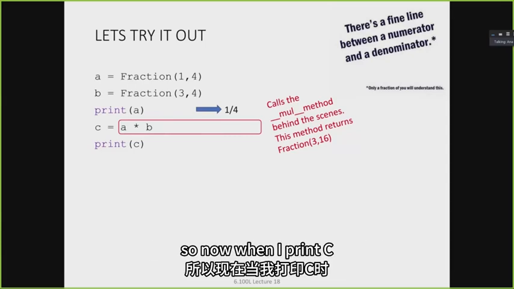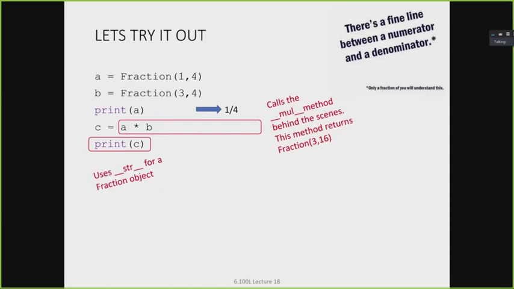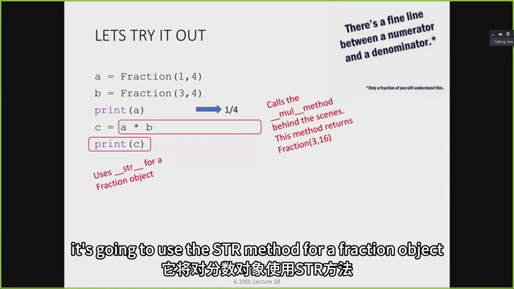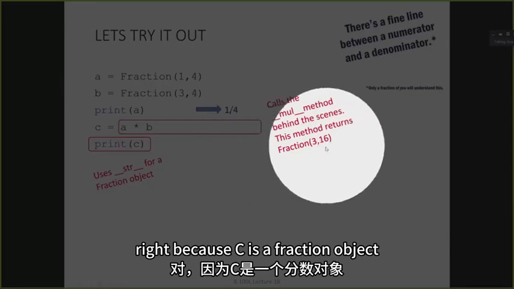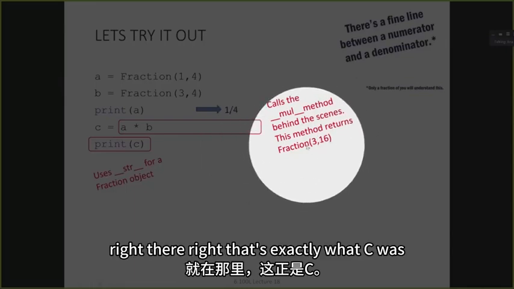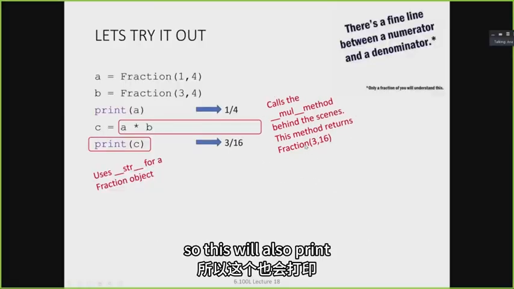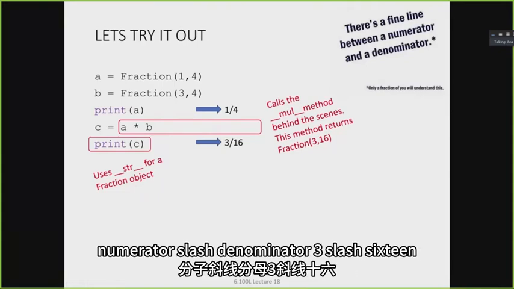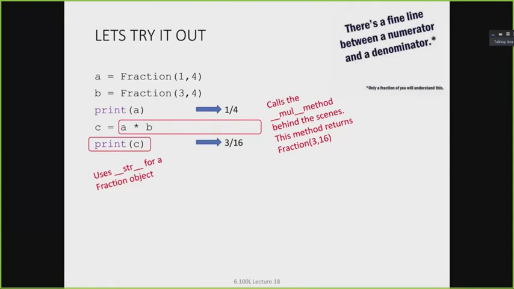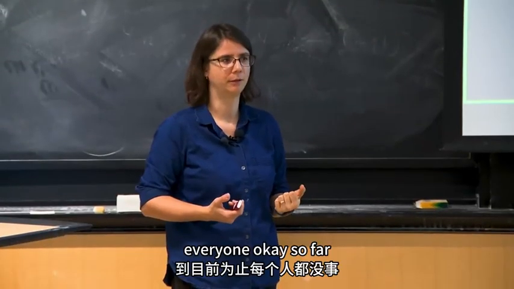So now when I print C, it's going to use the str method for a fraction object, because C is a fraction object. Right there, that's exactly what C was. So this will also print the way we ask to print fraction objects, numerator slash denominator, 3 slash 16. Everyone okay so far?